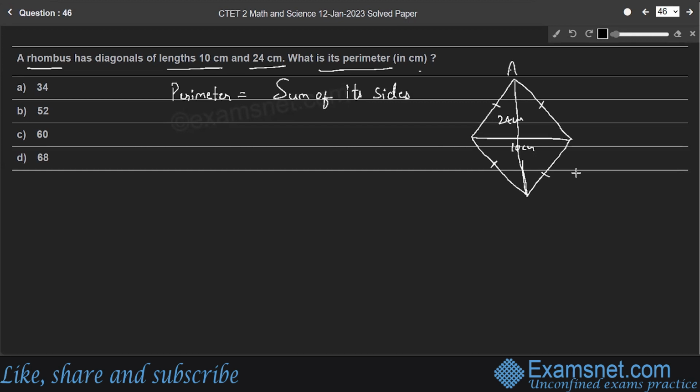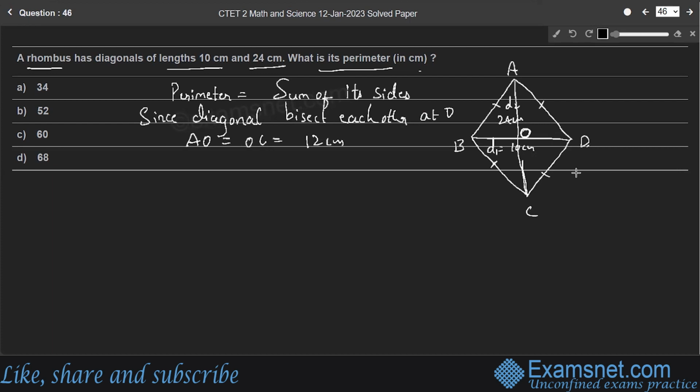We'll consider the rhombus as ABCD. In any rhombus, the diagonals bisect each other. That means the first diagonal, let it be D1, bisects the second diagonal D2. That means it divides the second diagonal into two equal parts. Since the diagonals bisect each other at some point, let the point be O. So we can say AO is equal to OC is equal to 12 centimeters.